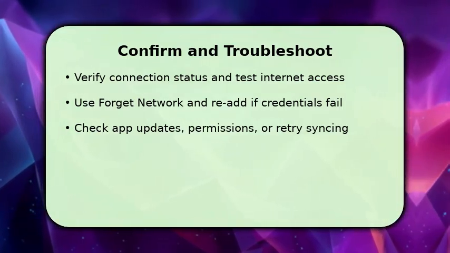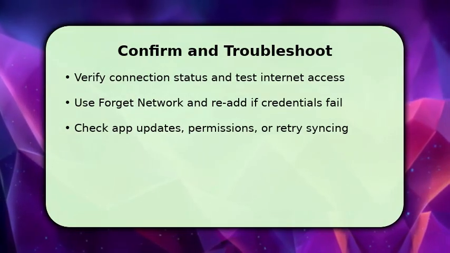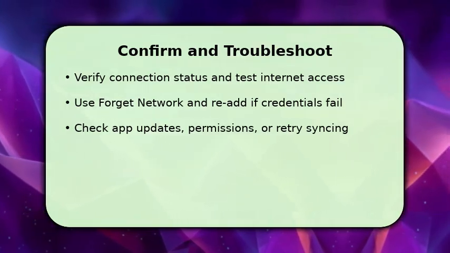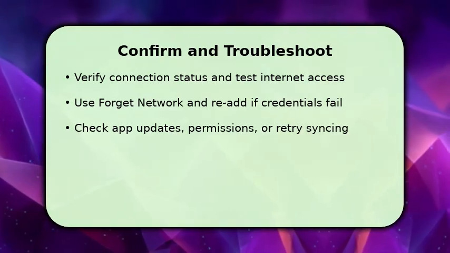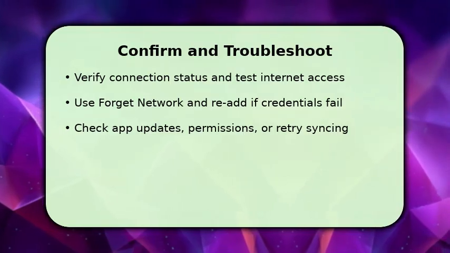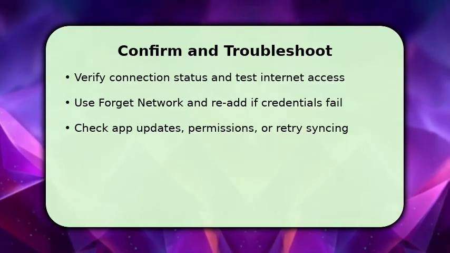If the network fails, forget the network in your Wi-Fi settings, then re-add using the copied password or retry Instabridge's Connect feature. Make sure the app is up to date and has necessary permissions. If problems persist, force a sync in Instabridge or reboot your phone. Quick tip: clear the app cache before re-attempting a failed login.